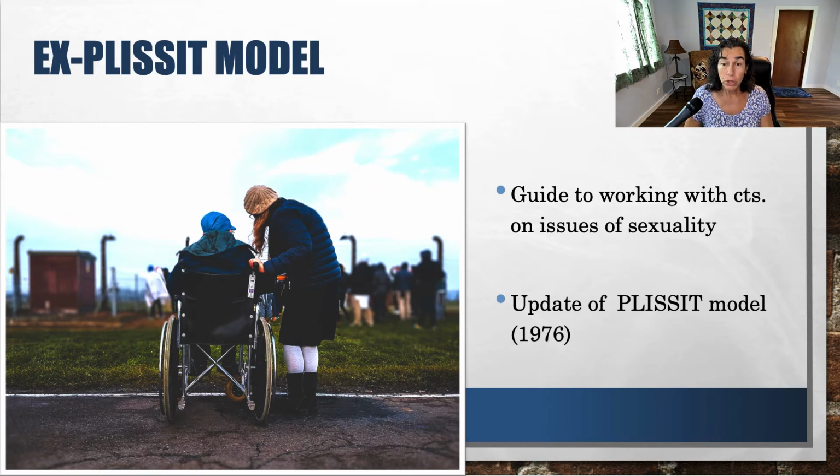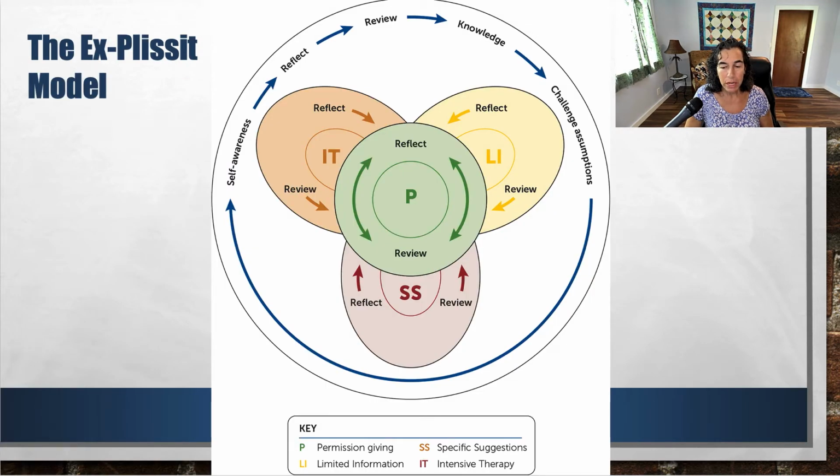Now we're going to turn to something called the explicit model, and it is a guide to working with clients on issues of sexuality. This one is updated in 2006 from a 1976 version. So here's a nice visual that I found, a visual model of the model, and it includes the four aspects: permission giving, limited information, specific suggestions, and intensive therapy.